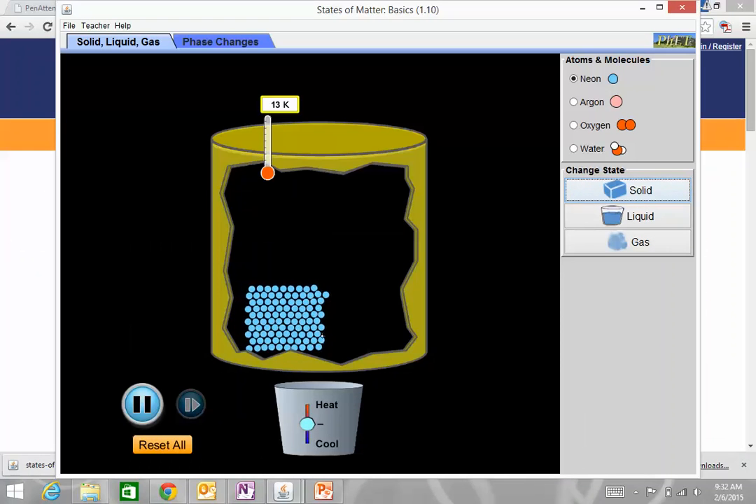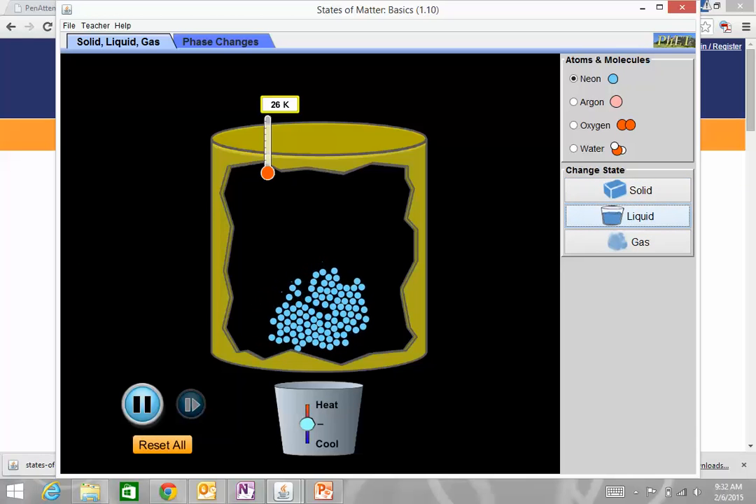You can see all the particles are arranged in an orderly fashion, and you can see they vibrate, but they stay around the same place all the time, right? Let's look at a liquid phase for neon. This is a liquid phase. The particles are still very close together, but now they move around. They are not attached to any particular place.